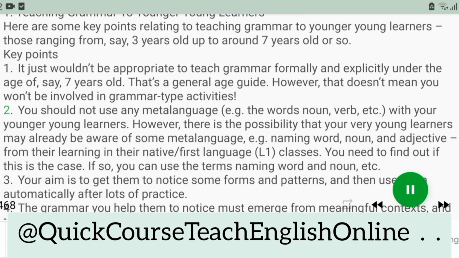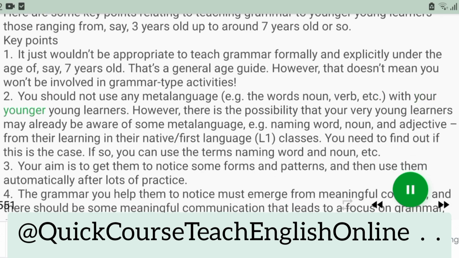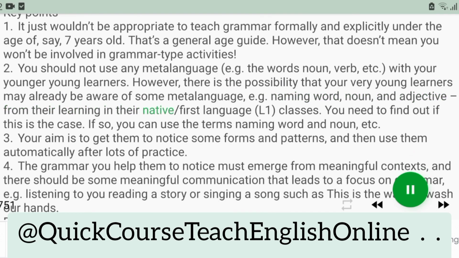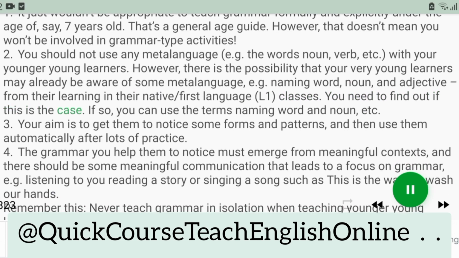2. You should not use any metalanguage, e.g. the words noun, verb, etc., with your younger young learners. However, there is the possibility that your very young learners may already be aware of some metalanguage, e.g. naming word, noun, and adjective, from their learning in their native first language (L1) classes. You need to find out if this is the case. If so, you can use the terms naming word and noun, etc.